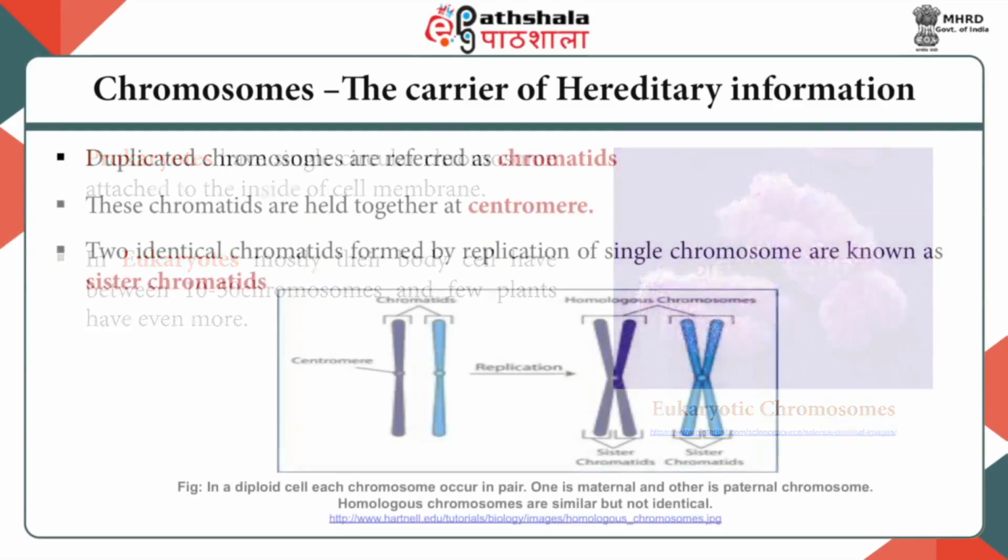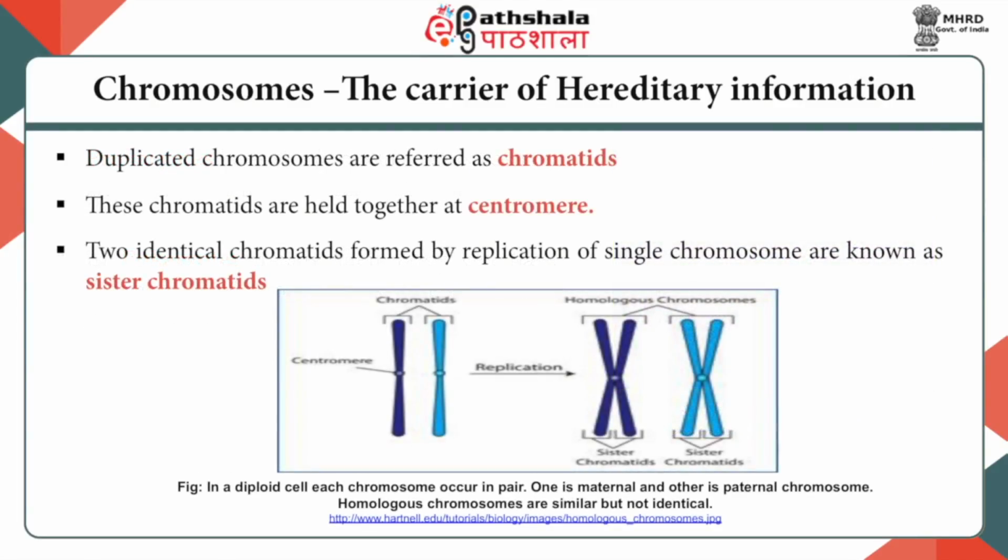Terms should be clear before discussing the cell cycle in detail. Chromatids are the duplicated chromosomes formed after DNA copying. A single chromosome replicates and forms two identical chromatids. They are termed sister chromatids, as these terms are visible in the given diagram. These sister chromatids are held at the centromere, and now we will discuss the cell cycle in detail.